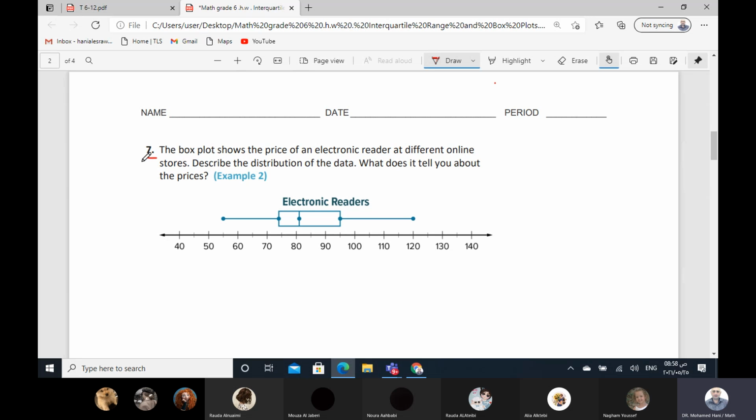Okay, who can read exercise number 7, please? I'm Nagam. Can I read it, please? Okay, Nagam. The box plot shows the price of an electronic reader at a different online store. Describe the distribution of the data. What does it tell you about the prices? Great, Layan. Great, Nagam. Thank you. So I want from all to read the question again, then tell me what is your answer.